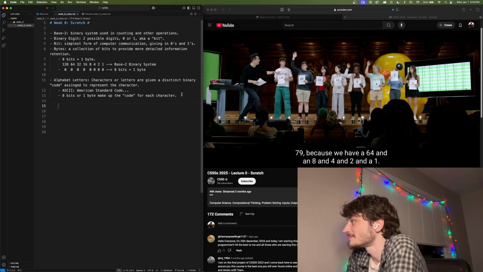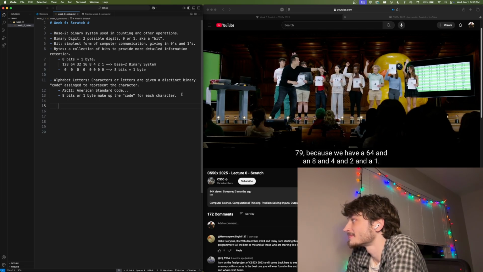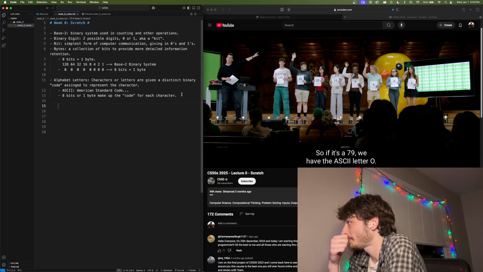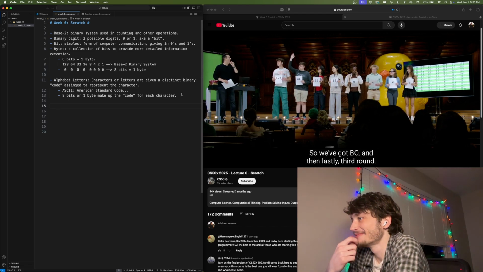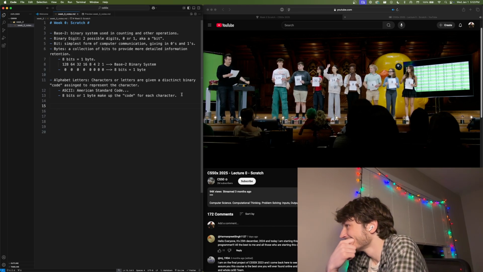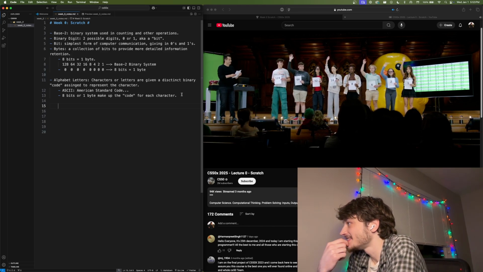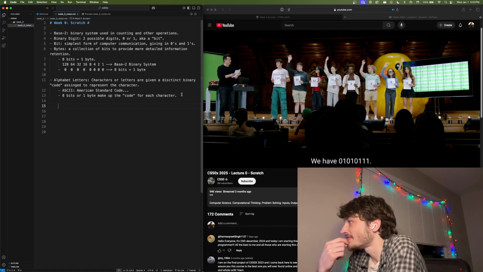79 because we have a 64 and an 8 and a 4 and a 2 and a 1. So we have the ASCII letter O. OK, so we've got B, O, and then lastly, third round, go.